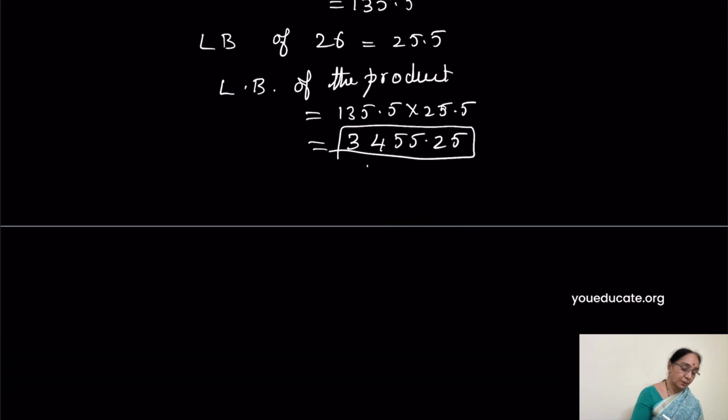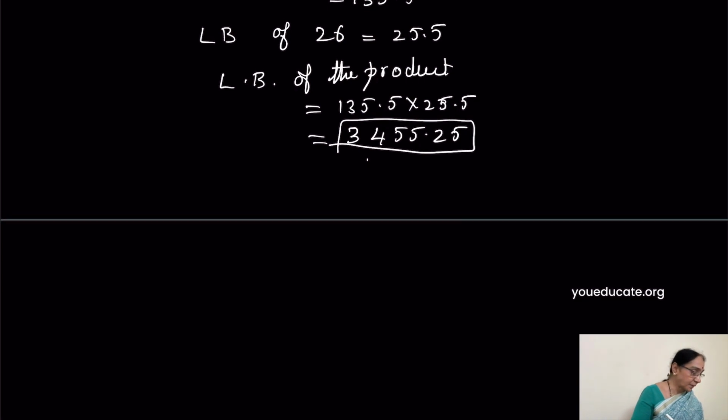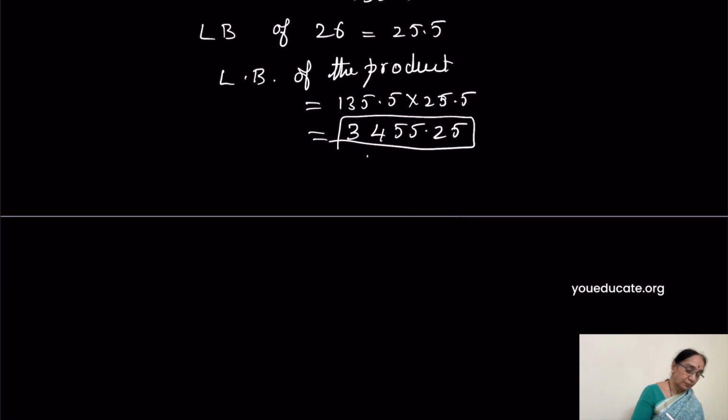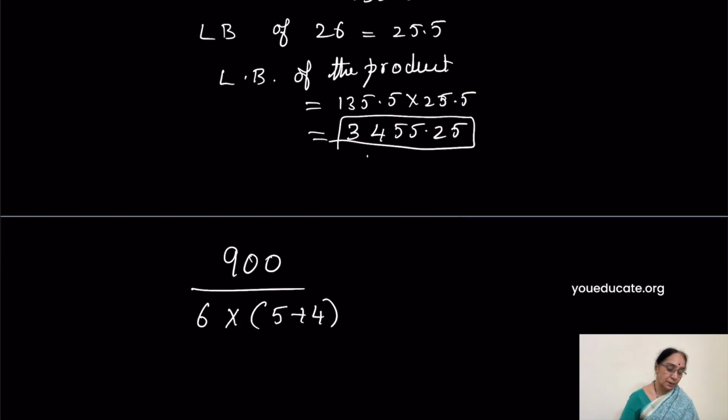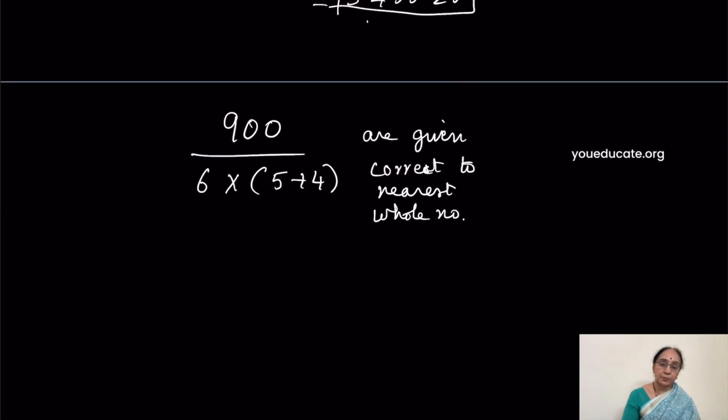Now what about division? You have to be careful when your question involves division. For example, if you have 900 divided by 6 times 5 plus 4. So in the denominator you have the expression 6 times 5 plus 4, and these numbers are given correct to the nearest whole number. You can see all are whole numbers here, no decimals. So let us write the upper bound and lower bound for each of them and see how to calculate this quotient.